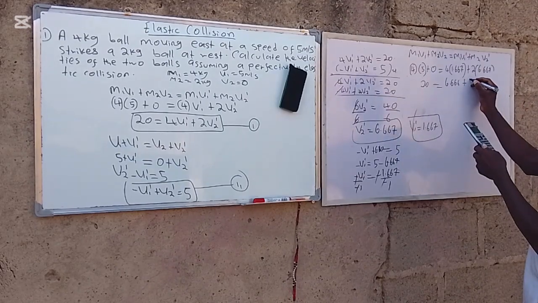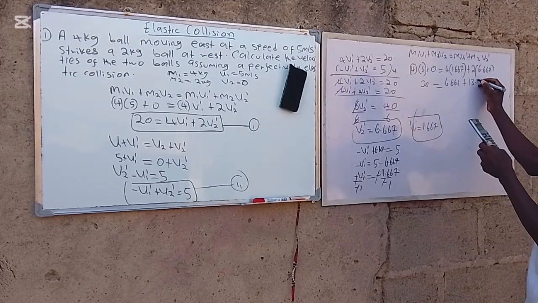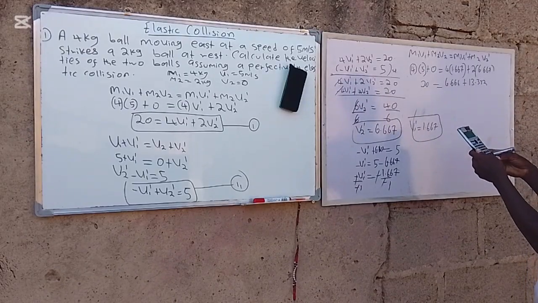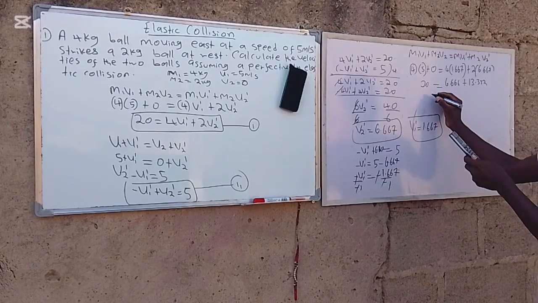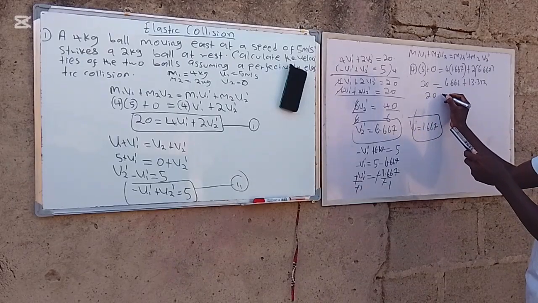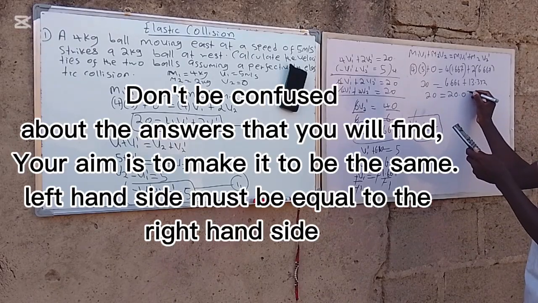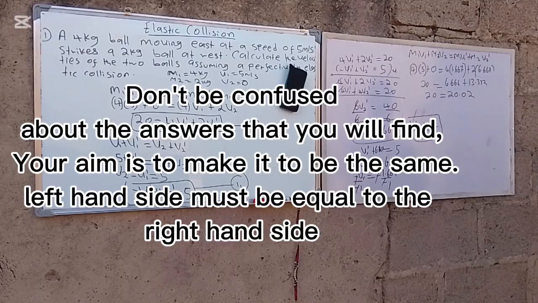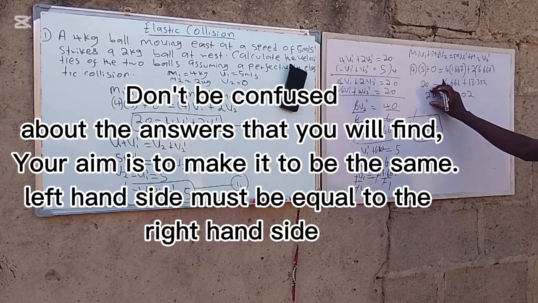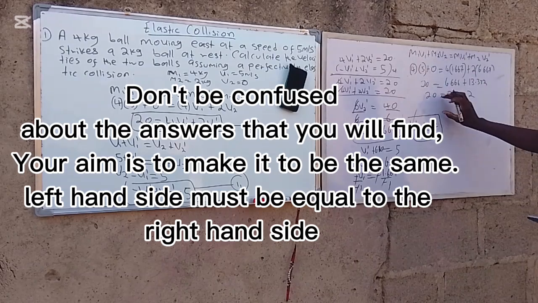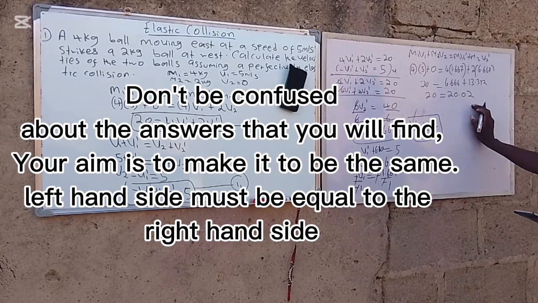So this shall now be equal to 13.332. So this plus 6.666, it's the same thing as 20, which is equal to 20.02. So as you can see, this equation is equal to this equation. Whenever you solve it, you will find this is equal to this.